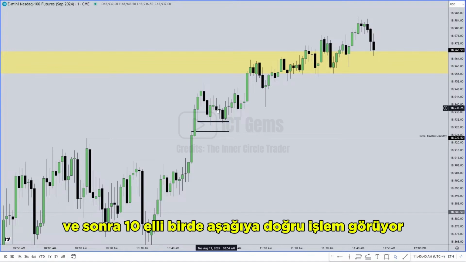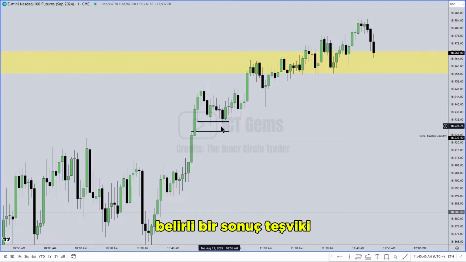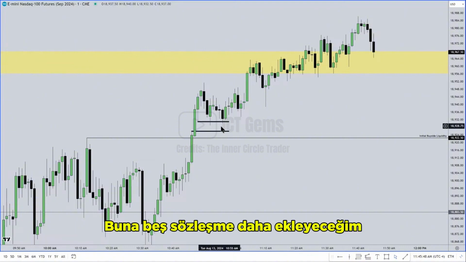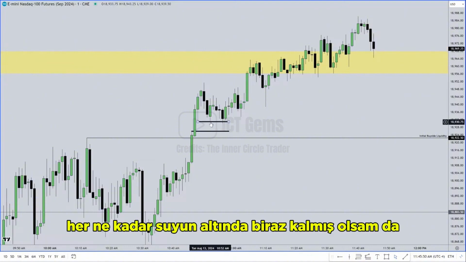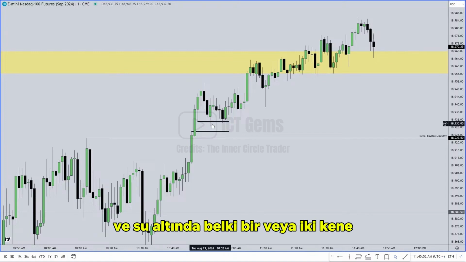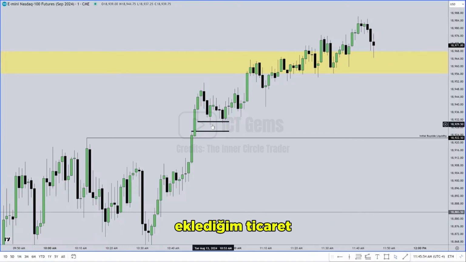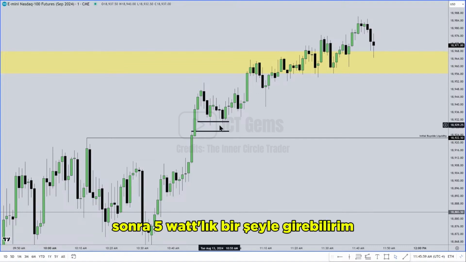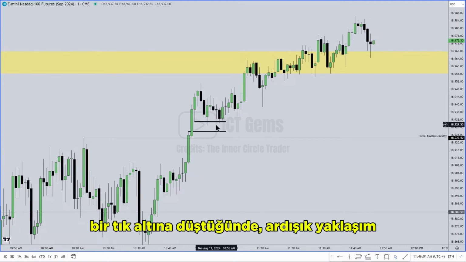And then at 10:51, it trades down into one tick below consequent encroachment. I'll add 5 contracts on that one. Even though I'm underwater a little bit on the 6 contracts, and underwater maybe a tick or 2 on the trade that I added 4 on, that would be 10 contracts, then I can go in with a 5 lot when it goes to one tick below consequent encroachment.